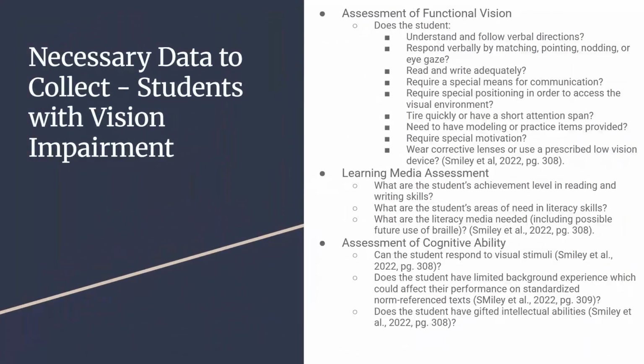When supporting a student with a visual impairment, we start with a functional vision assessment, and I would bring that data to the team. We're looking at whether the student can follow directions, respond through gestures or eye gaze, read and write, or requires special positioning or tools. These insights tell us whether standard classroom visuals are acceptable and help us identify if AT is necessary to reduce fatigue and increase engagement.